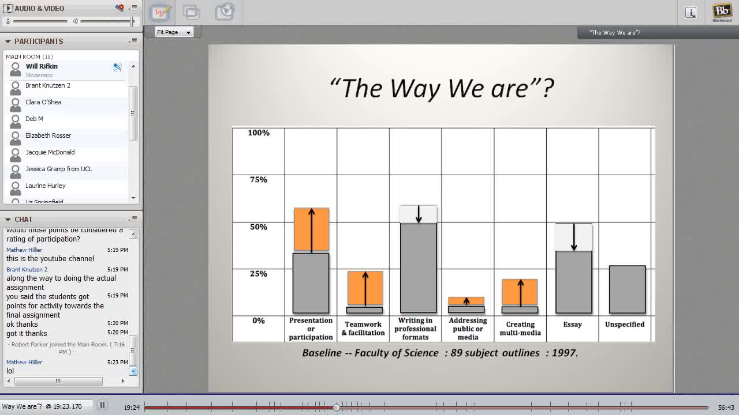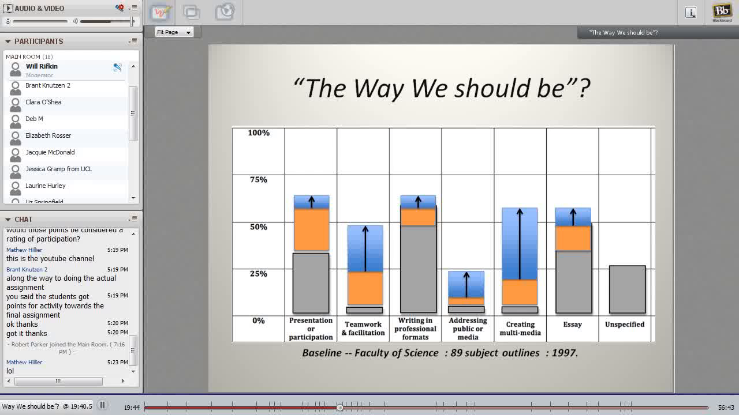So if we look at what's happening today, I don't know what the statistics are today. We'd have to guess at that. And so you could have a discussion just on that. What are we assigning students to do? And you could have another discussion about what we should be doing. Should we be having 60% of students creating something in multimedia given the large role it plays in their lives? Should we be having a larger fraction of students doing teamwork?